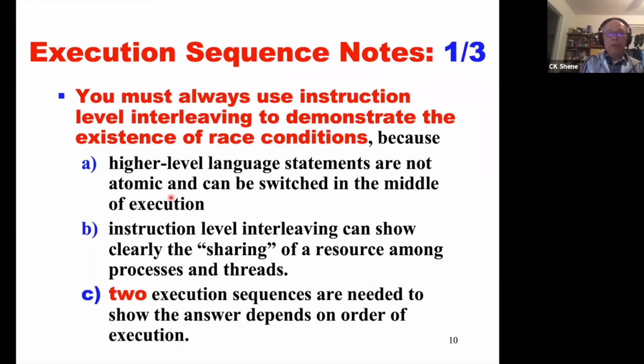You must use instruction level interleaving because context switches occur between machine instructions rather than higher level language statements. You also need two execution sequences to demonstrate that you have a race condition, generating a non-deterministic answer.